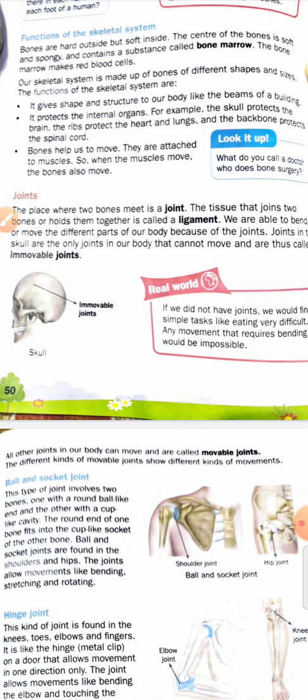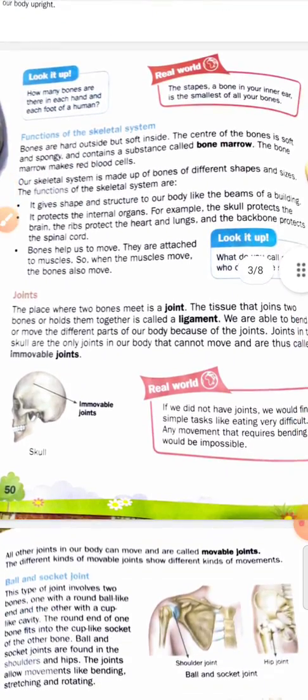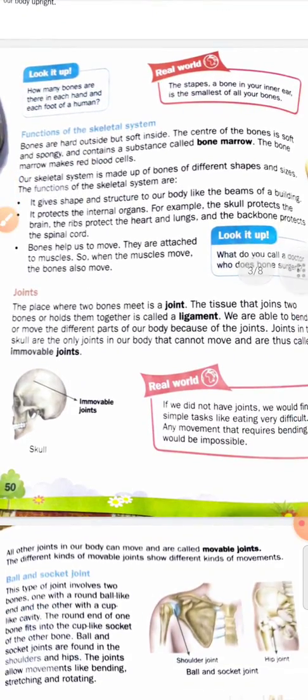We have also discussed the function of the skull, rib cage, and backbone. So these are also functions of the skeletal system. So first of all, you know, bones are hard. When you touch the bones, how do they feel? Hard. But students, you know, bones are hard outside but soft inside.